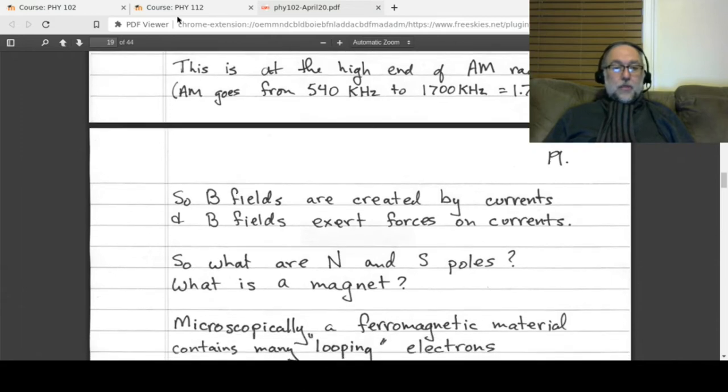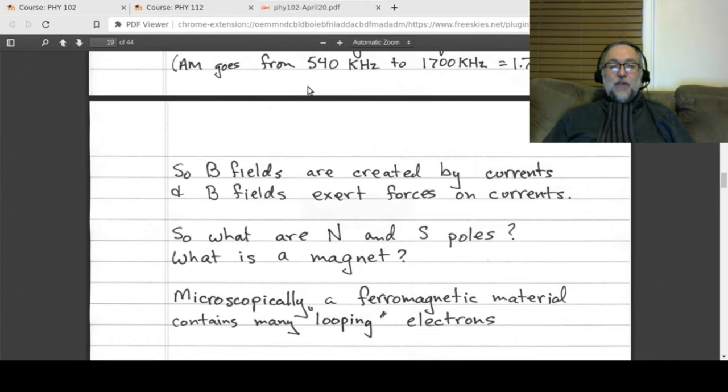All right. So there's one tiny mystery before we move on to the next subject in magnetism. And that is, we know that B fields are created by currents. And we know that B fields exert forces on currents. But what is this north and south then?